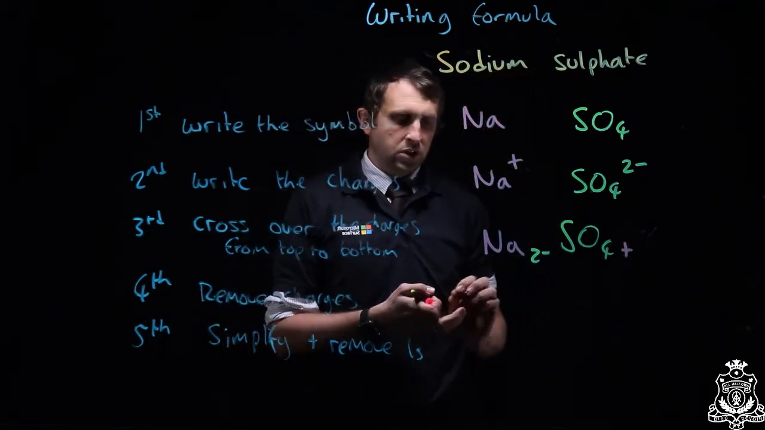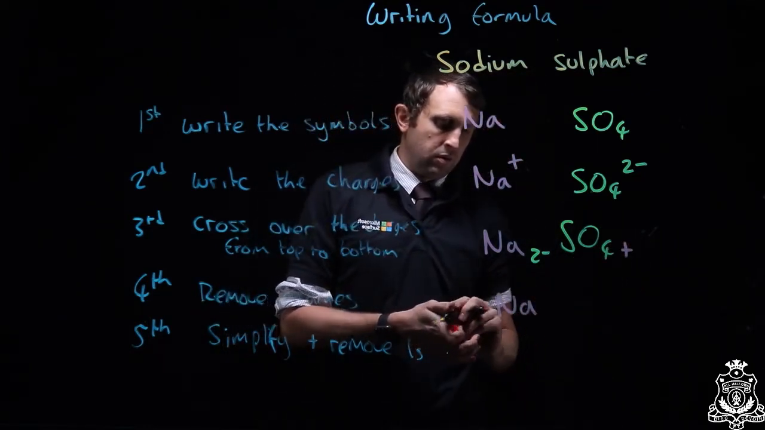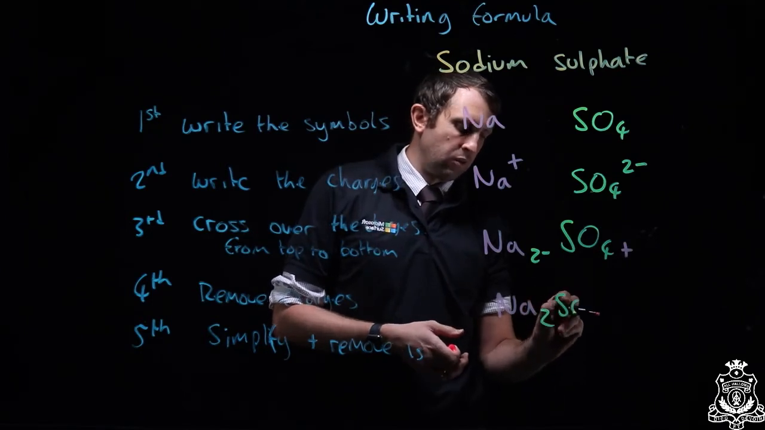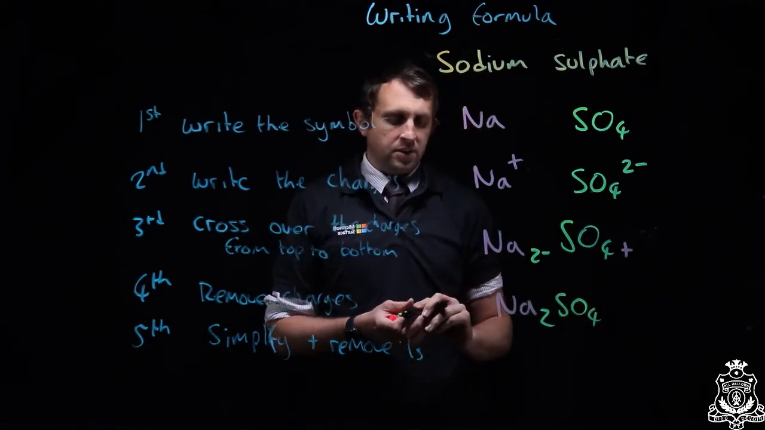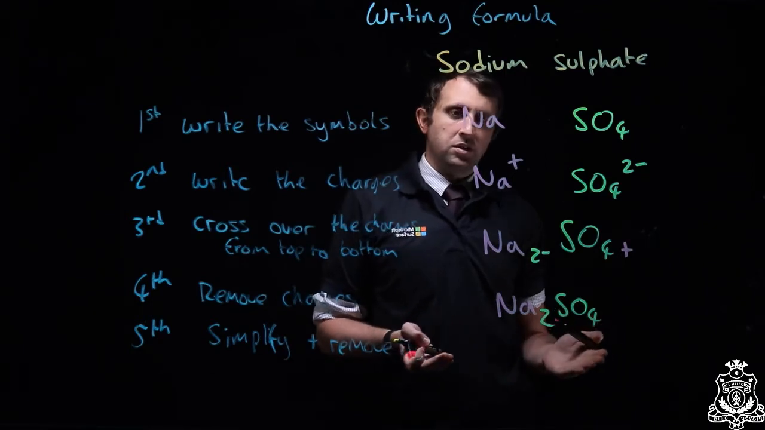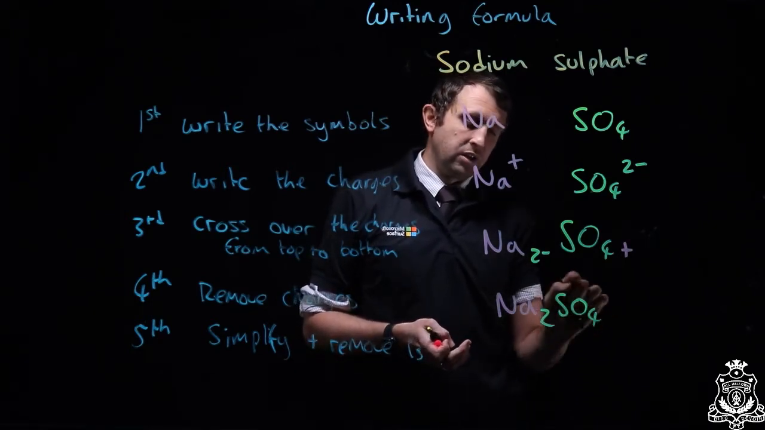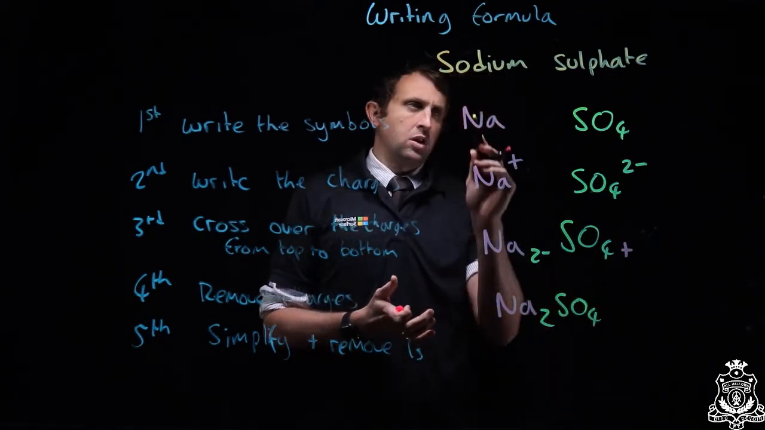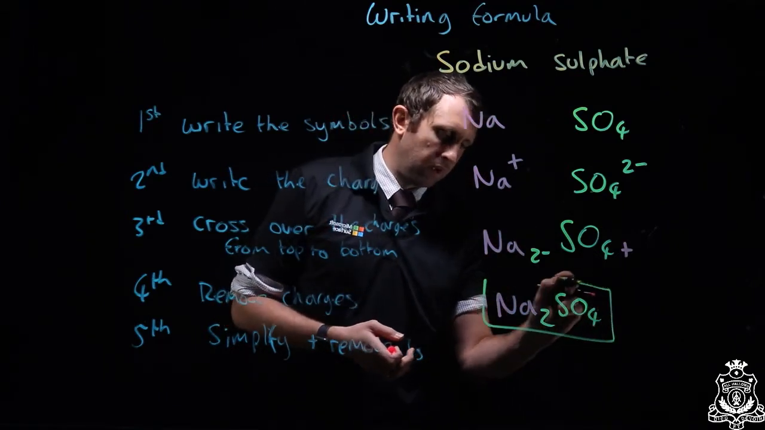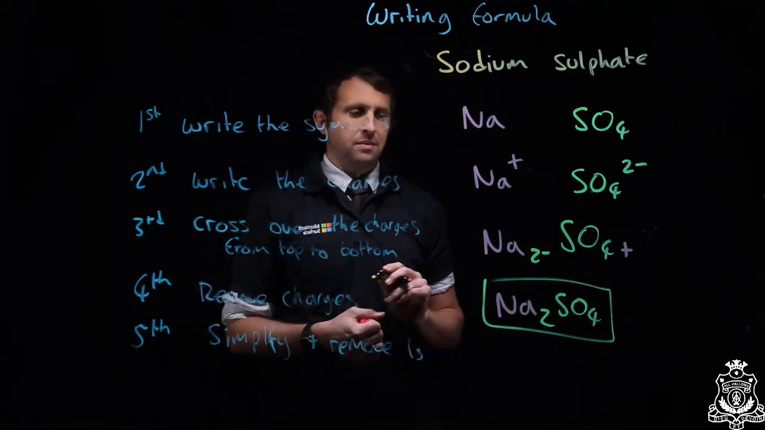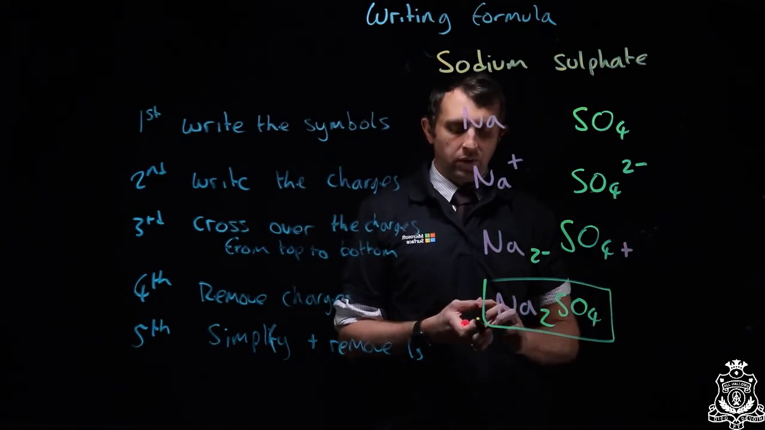Let's remove the charges. Na2, SO4. We simplify and remove the 1s. Can't simplify that anymore. This acts as one entire thing. So the sodium sulfate formula is that. So there's the formula for sodium sulfate.